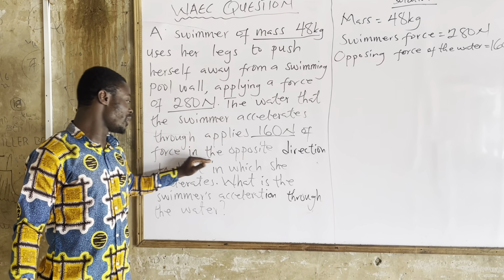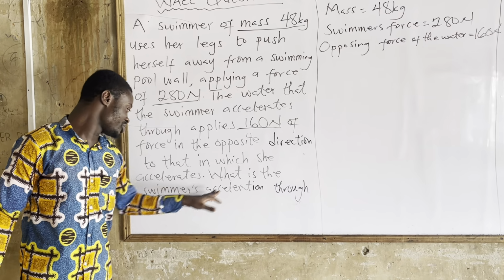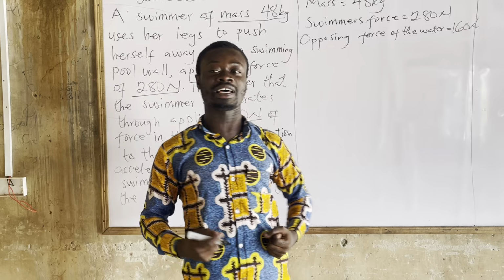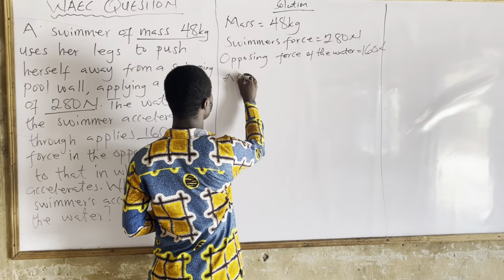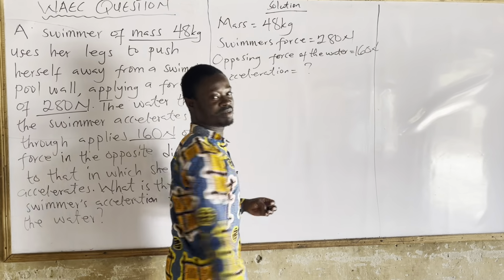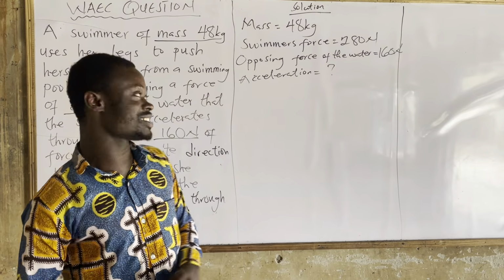160 newtons of force in the opposite direction to that in which she accelerates. What is the swimmer's acceleration through the water? So we are asked to calculate the swimmer's acceleration through the water. So acceleration becomes question mark, but that is what we are going to look out for. So let's solve it with ease.